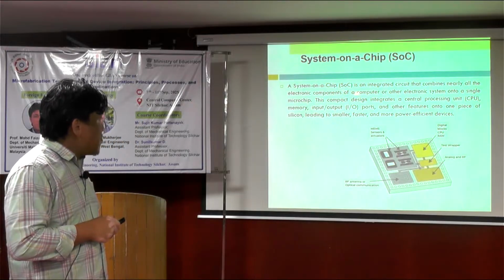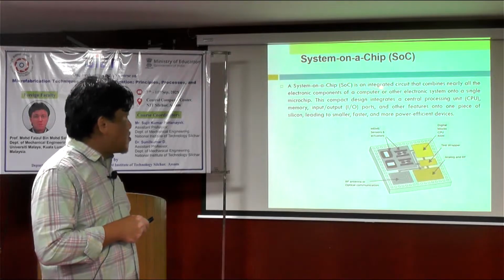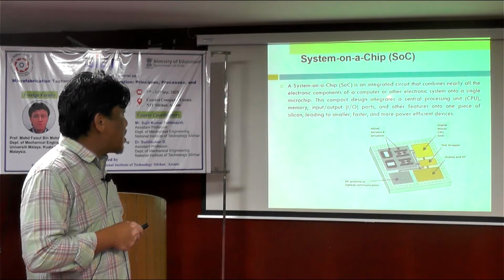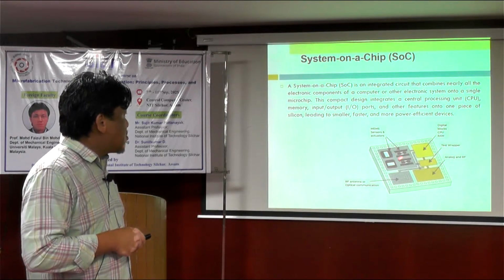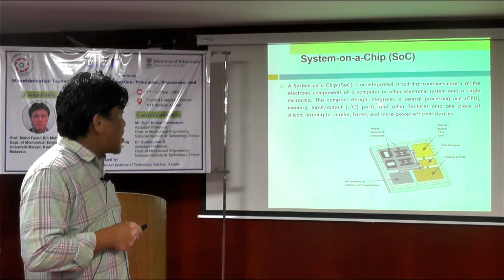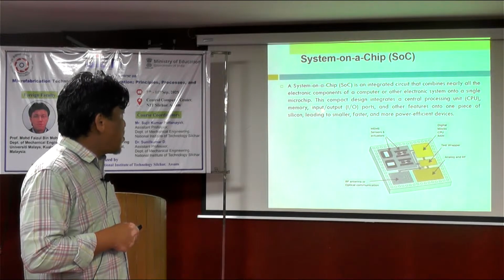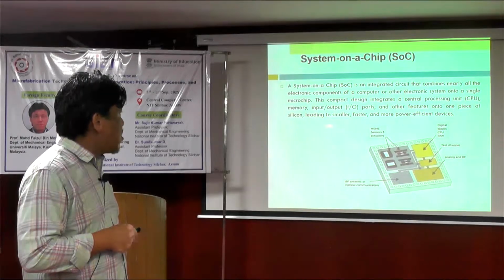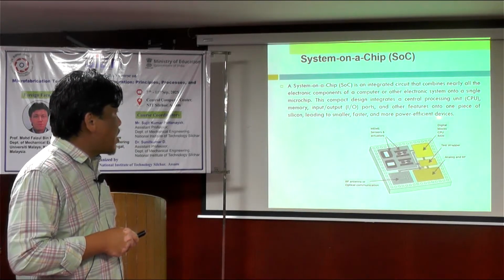Okay, system on chip in detail. So system on chip is an integrated circuit that combines nearly all the electronic components of a computer or other electronic system onto a single microchip. So this we consider as a single microchip. This compact design integrates a central processing unit or CPU, memory, input-output ports, and other features onto a piece of silicon, leading to smaller, faster, and more power-efficient devices.